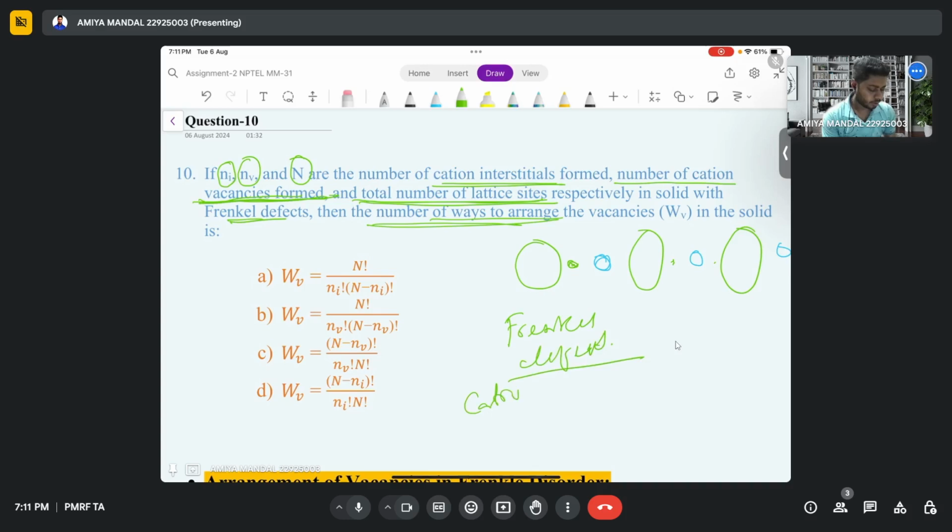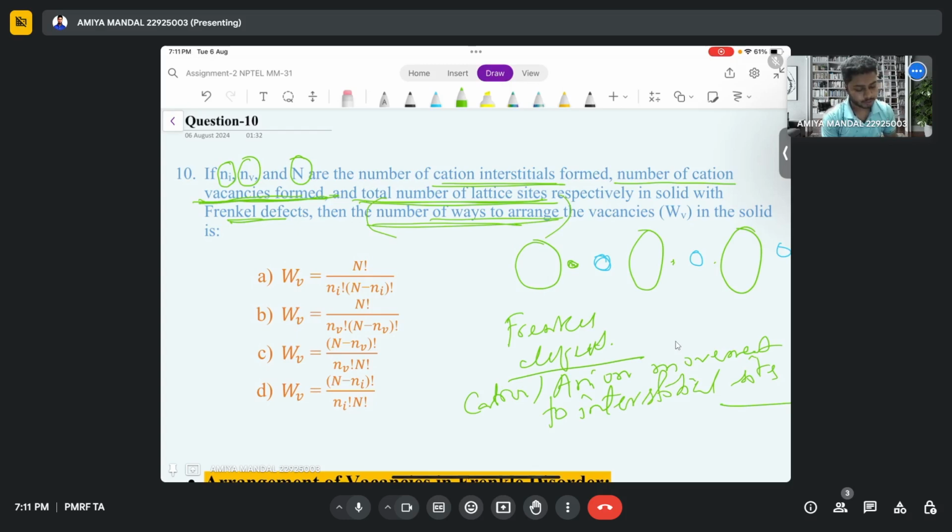Cation and anion movement to the interstitial site. Okay. So how many number of ways can they be arranged there? How many number of ways can they be arranged there?